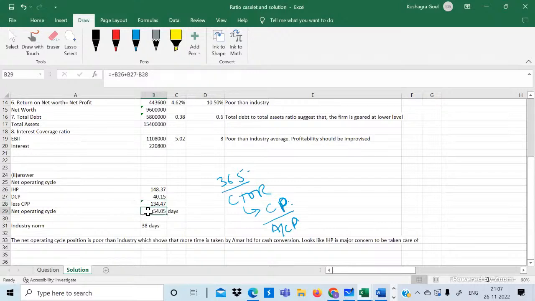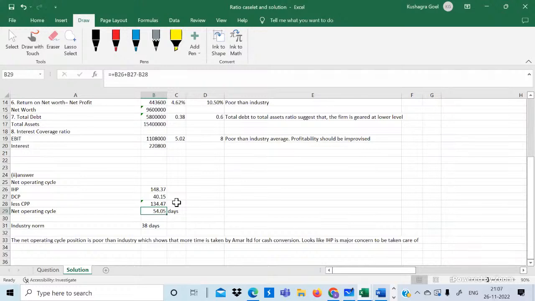Now you can calculate your operating cycle time. Operating cycle time is nothing but your inventory holding period plus debtors collection period minus creditors payment period. You'll get 54.05. Now, the industry norm is 38 days. Your operating cycle time is 54 days.